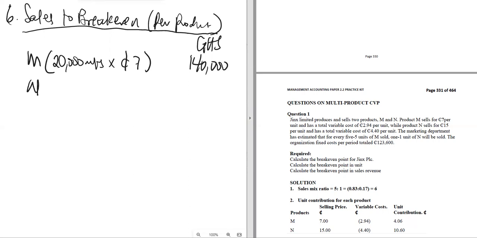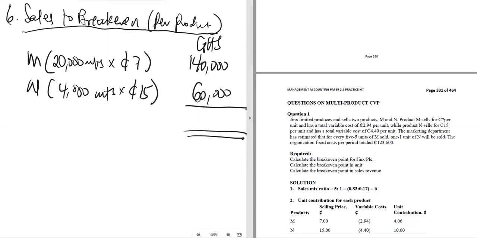When I look at N, which is what? 4,000 units to break even. That means I must sell what? That one was 15. That was the selling price. So the 4,000 units at 15 gives us 60,000. That means I must sell 60,000 to also break even.